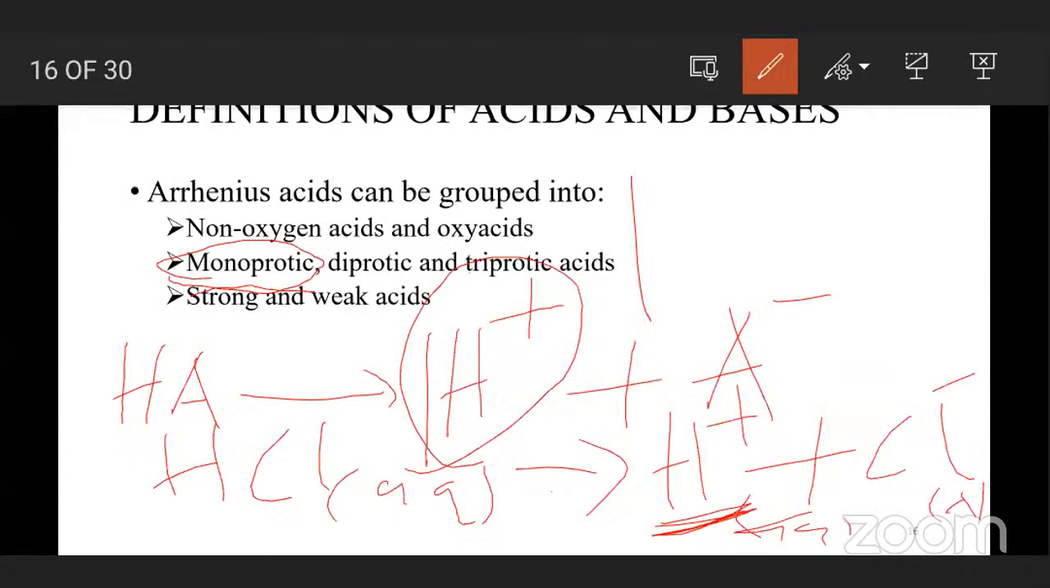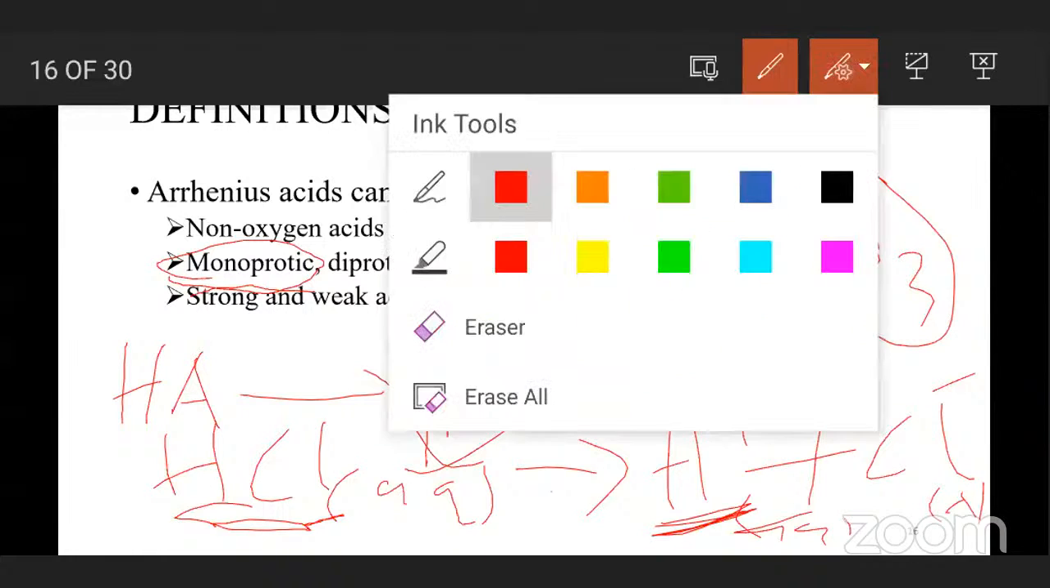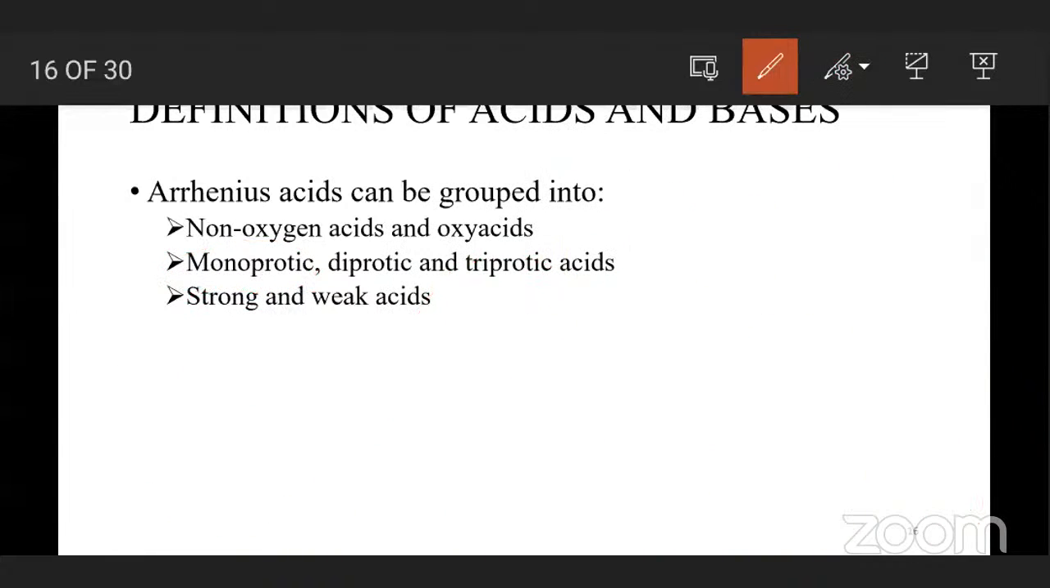Another example is HNO3. If you want to classify this, it is an oxy acid, but it's also a monoprotic acid. HCl is a non-oxygen acid, but it's also a monoprotic acid. We can have HNO3 as an example of a monoprotic acid. Okay, let's talk about diprotic acid.